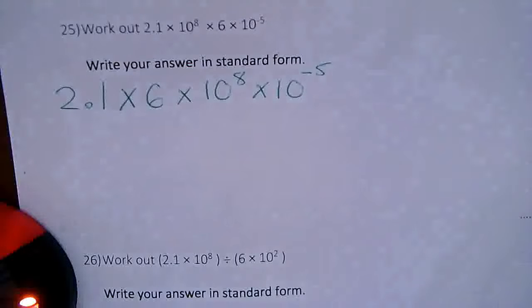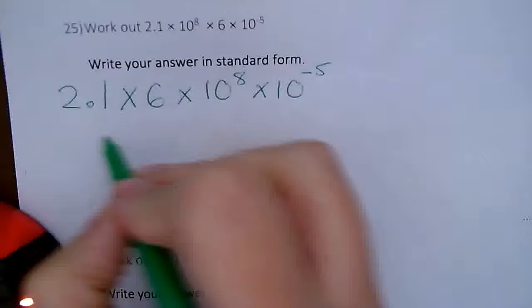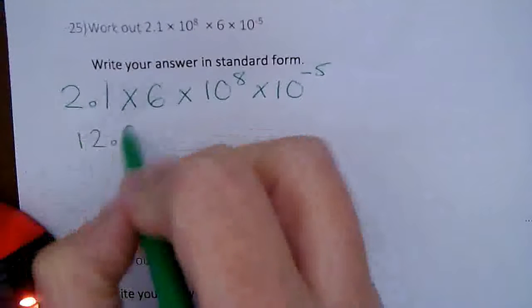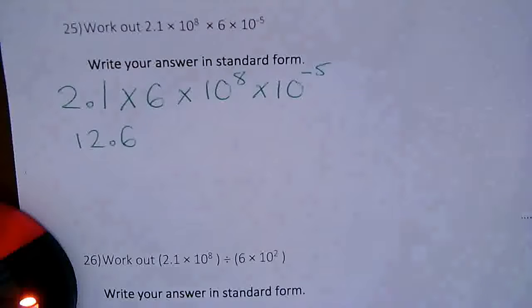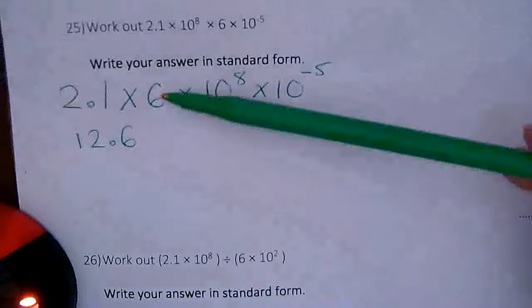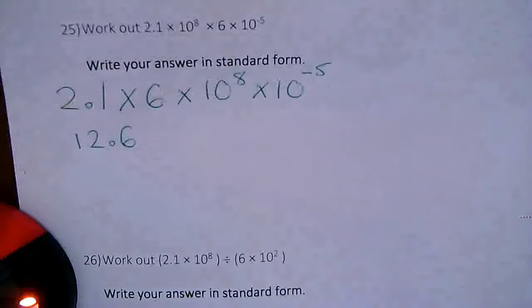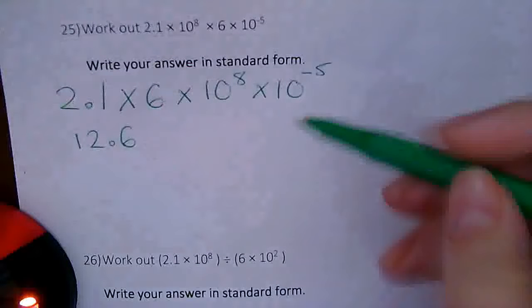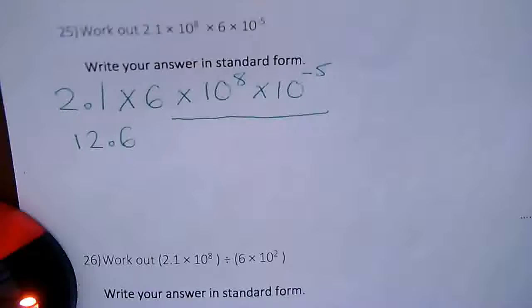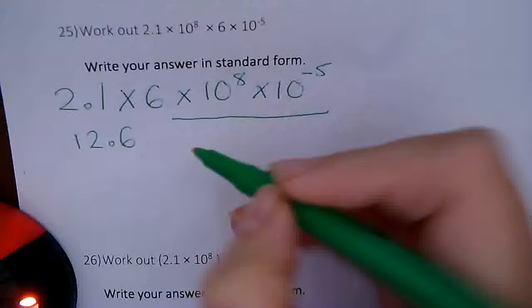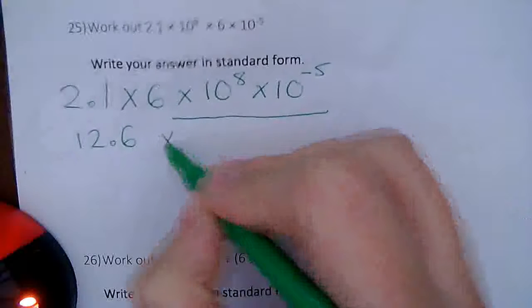So deal with the numbers first. 2.1 times 6 is going to give us 12.6. And remember, if you're not too happy with that, do 21 times 6 and then divide your answer by 10. And then if we deal with the second part, 10 to the power of 8 times 10 to the power of minus 5, that's going to give us 10 squared.